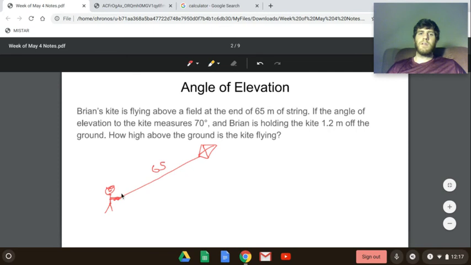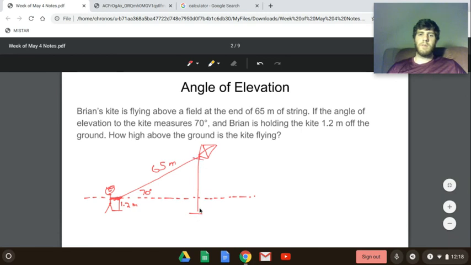If the angle of elevation, so here's where the base of the kite string is. So that's going to be where our horizontal is. Okay, so it's telling us our angle of elevation is 70 degrees. It's also telling us that Brian is holding the kite 1.2 meters off the ground. So this distance here is 1.2 meters. Okay, this was 65 meters. And we want to know how far above the ground. We want to know this distance here.